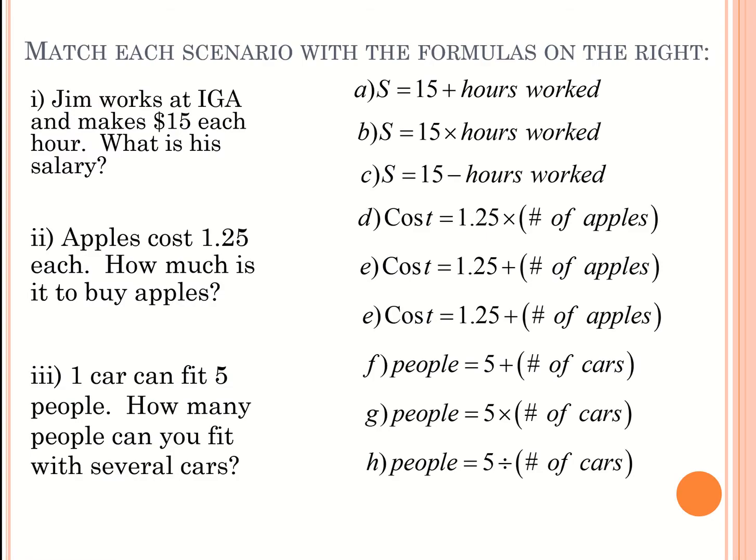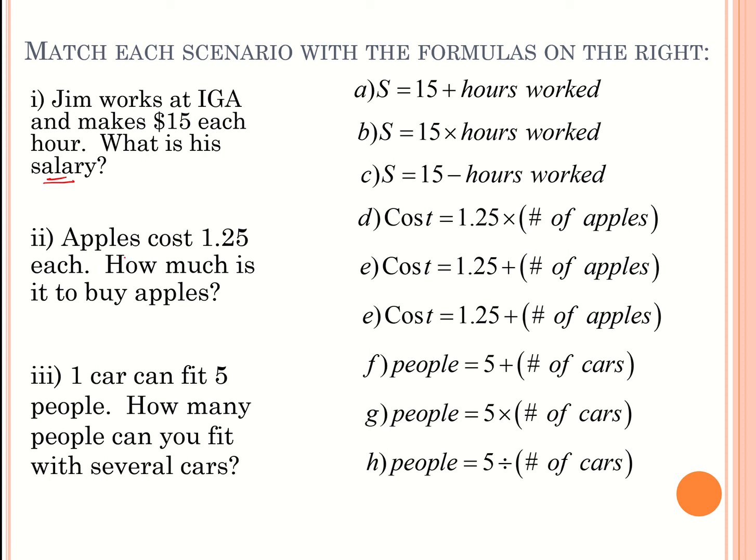So we're going to start off with a matching question. What's going on here is when you look on the left, you have a bunch of scenarios. Like the first one is Jim works at IGA, he makes $15 an hour. And what I want you to do is, from the right side over here, there are a bunch of equations. Which one of them is for finding how much he makes, which is his salary? That's the first one.